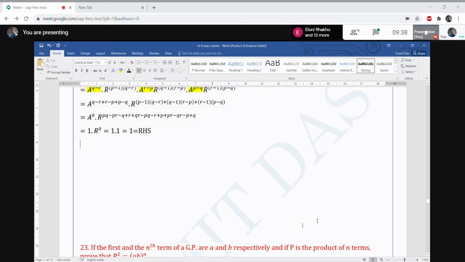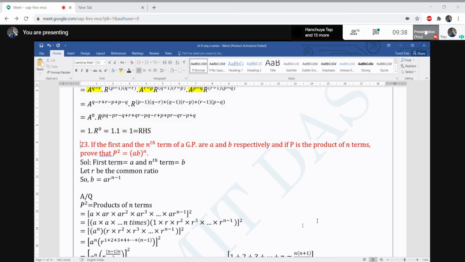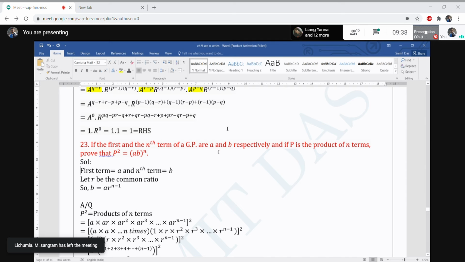Next, question number 23. Question number 23 is saying that if the first and nth terms of a GP are A and B respectively, and if P is the product of n terms, prove that P square equals AB to the power n.